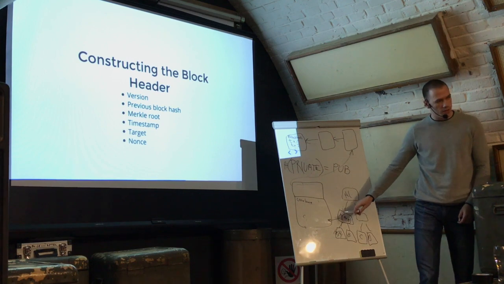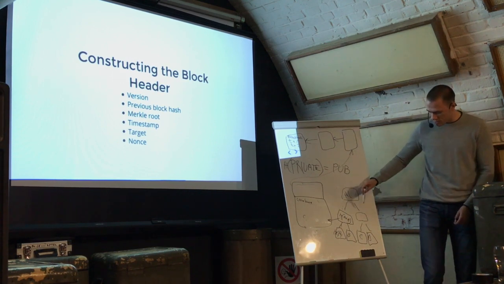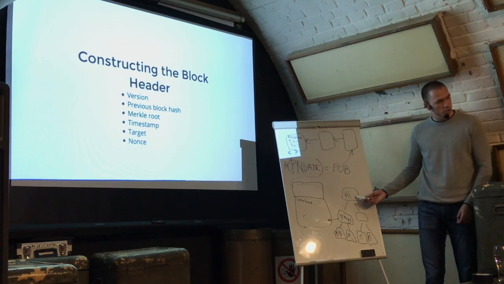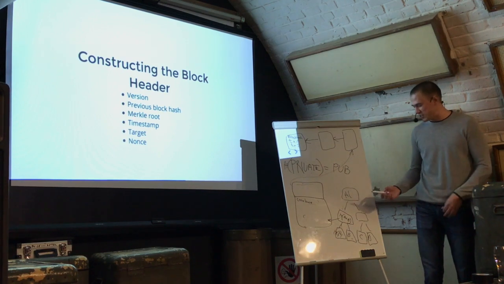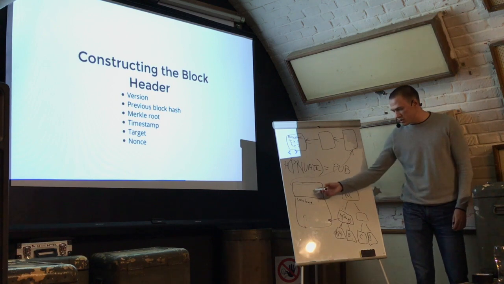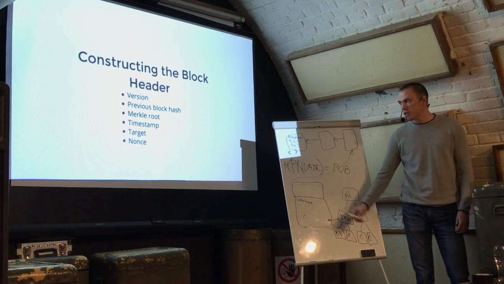So if we have a hash of all of these transactions under it, and you change a single parameter in a transaction, this hash will change completely. That's the point of hash functions. So we store only this hash in the block header.